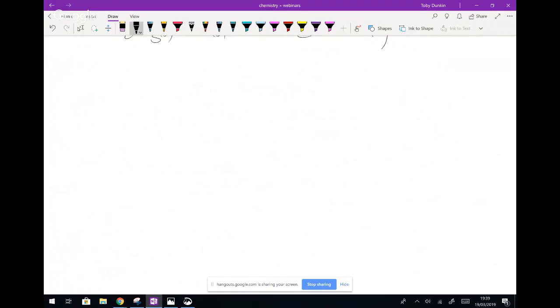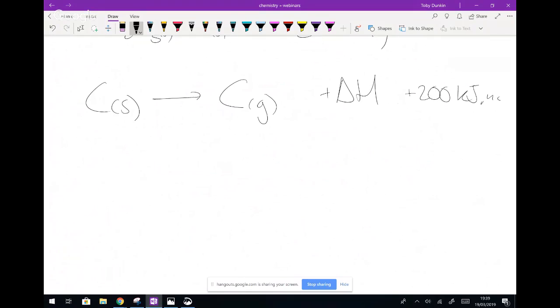I'm going to do a webinar on this, guys, so don't worry. We need to look at taking carbon as a solid and smashing it into carbon gas. That's going to be endothermic. It's going to cost me, let's say, 200 kilojoules per mole.